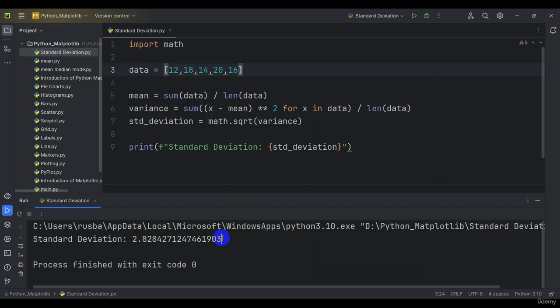In this tutorial you created your first program, so congratulations. You have mastered the art of calculating and interpreting standard deviation in Python. Whether you are analyzing stock prices or scientific data, standard deviation is your key to understanding data spread. So keep exploring and happy coding.